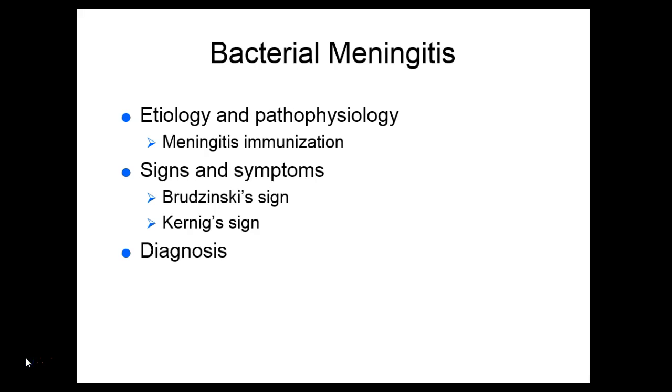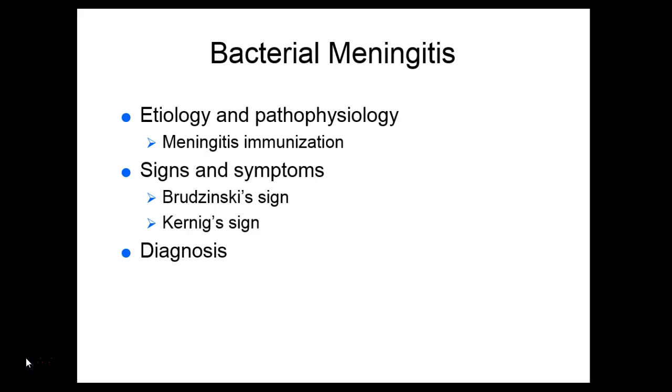Let's now look at infectious and inflammatory disorders of the nervous system. The first infectious disorder is bacterial meningitis, the inflammation of the membranes covering the brain and spinal cord, and it's caused by, of course, an infectious agent. It may be a virus, a bacteria, or it could even be caused by a fungus. Fungal meningitis usually occurs with AIDS patients.